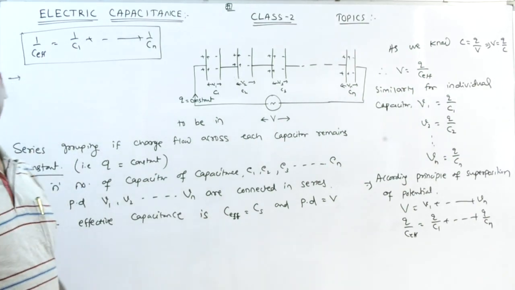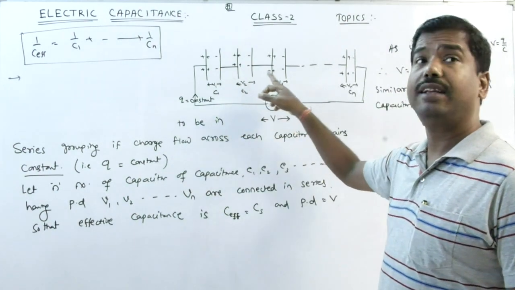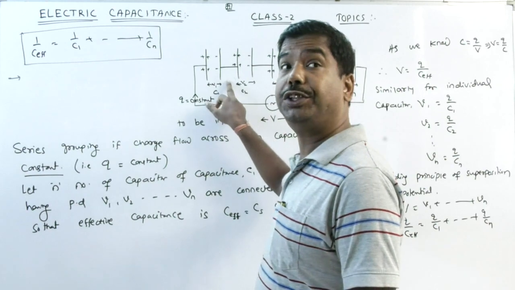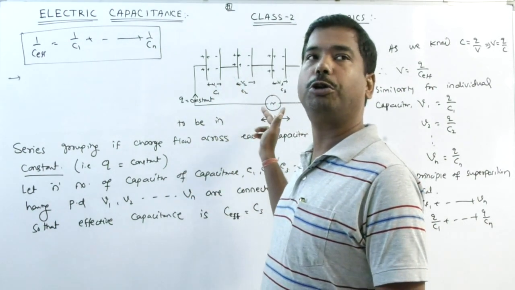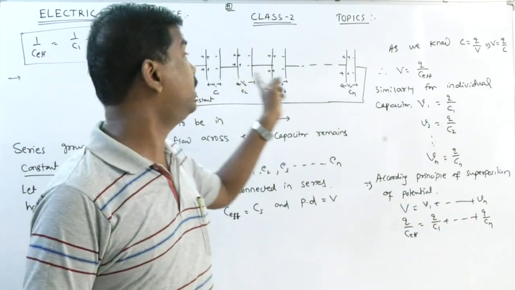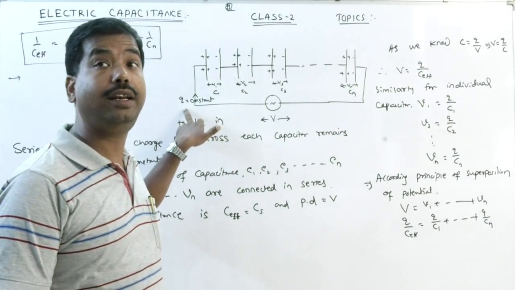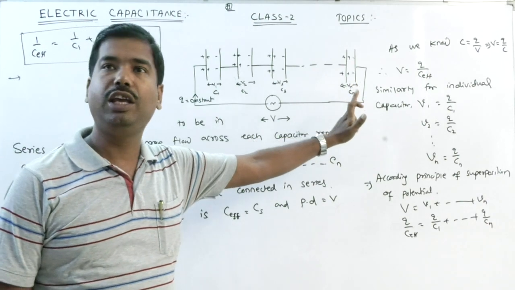Hence, conclusion. Listen to me. Capacitors are said to be in series when the negative plate of the first capacitor is connected to the positive plate of the next, and the process goes on. Clear? Or otherwise I can say capacitors are said to be in series if the amount of charge flow across each capacitor remains the same. Hence, the charge flow across each capacitor is equal.